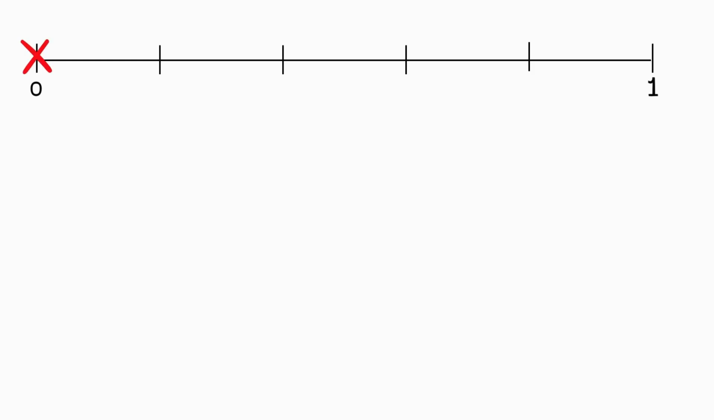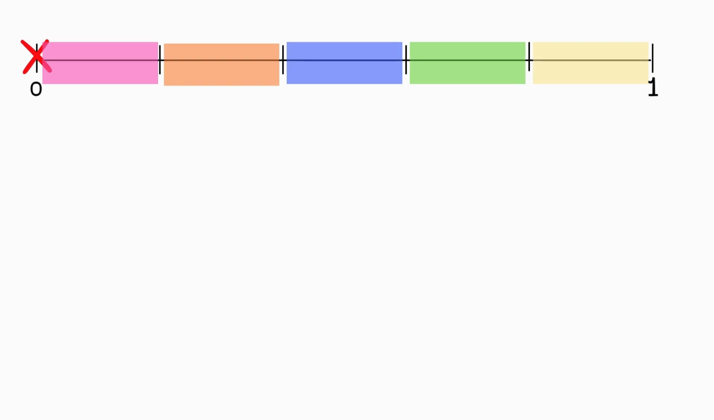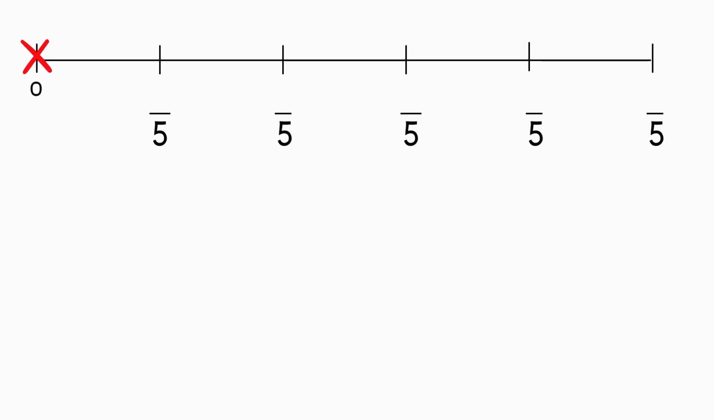But wait, don't start counting at the first tick mark. That's a mistake a lot of people make. Remember, the first tick mark is not part of the count. The spaces between the marks tell us the denominator, not the marks themselves. Let's count the spaces, not the first tick mark. 1, 2, 3, 4, 5. There are 5 equal parts, so our denominator is 5.